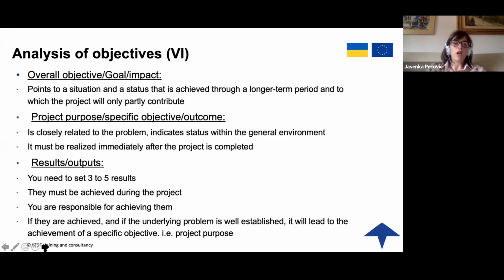And then the results, outputs. Usually it is advised to have 3 to 5 results, not more, but it really depends on what your project idea is all about. They must be achieved during the project. You are responsible for achieving them. If they are achieved, and if you have defined your problem and project well, then once you achieve the results and outputs, the specific objective, the outcome, or the project purpose will also be achieved.